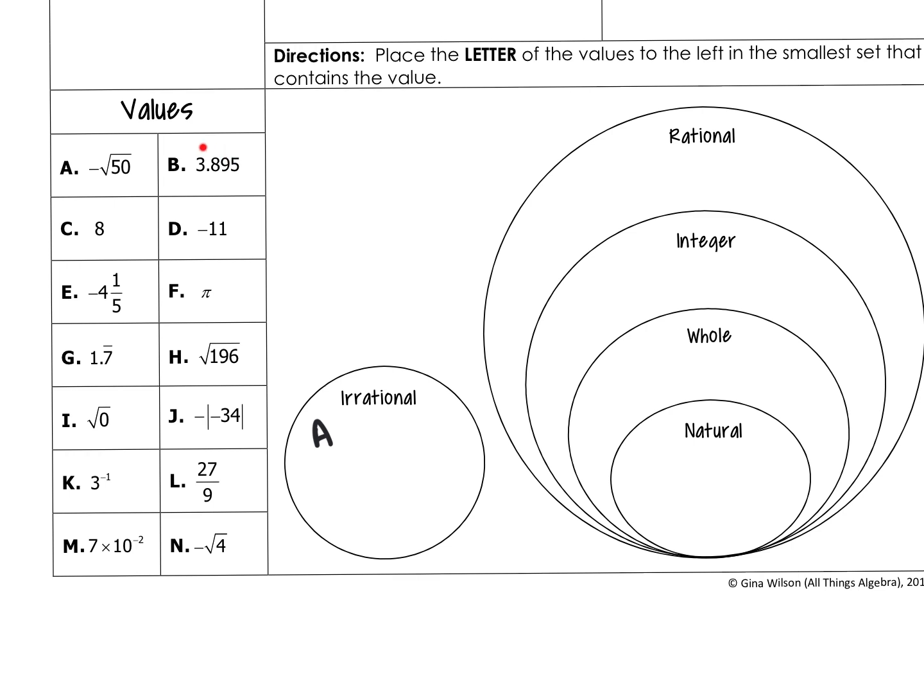All right, our next number is 3 and 895 thousandths. We see that decimal in there. So this is not any sort of natural, whole, or integer. However, it is a rational number, so we would put it under that part.